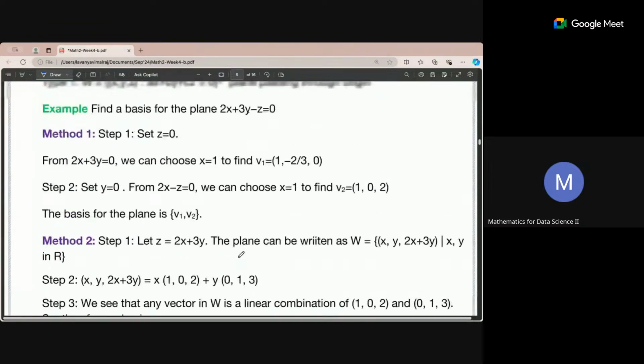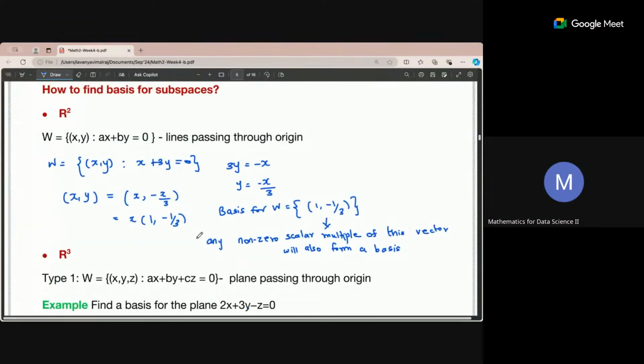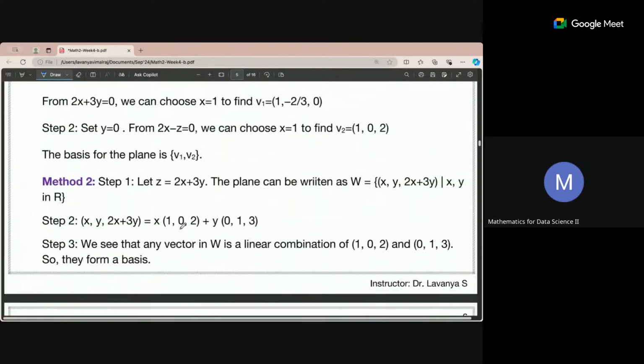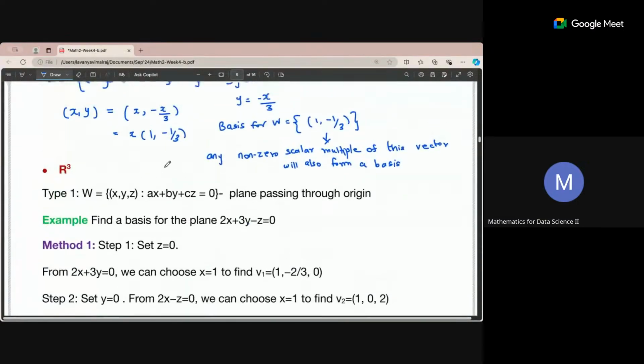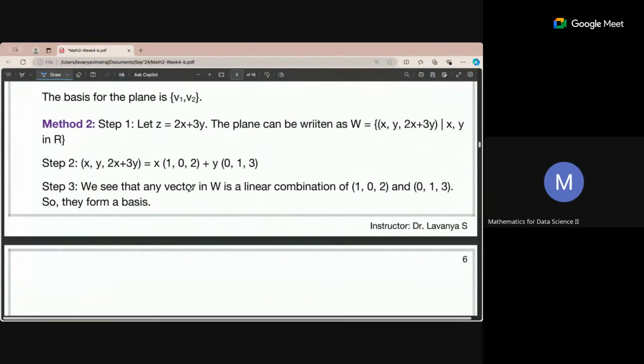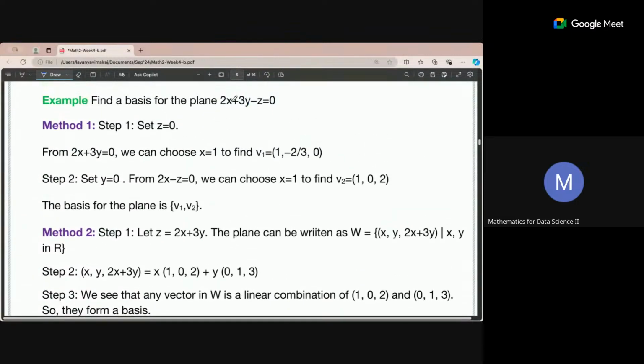Method 2 is very similar to what we did for R2. For R2, we just simply took out the variable and found the vector. The same way we can do here. So we rewrite the given equation in this way: z is equal to 2x plus 3y. Now the plane can be rewritten as (x, y, 2x plus 3y). So now we take out x and y commonly.